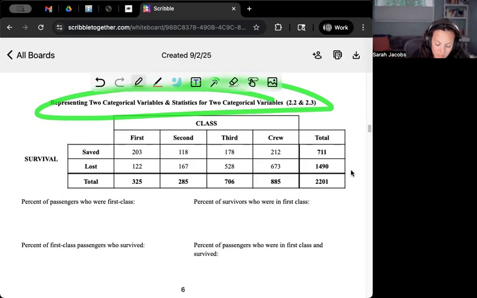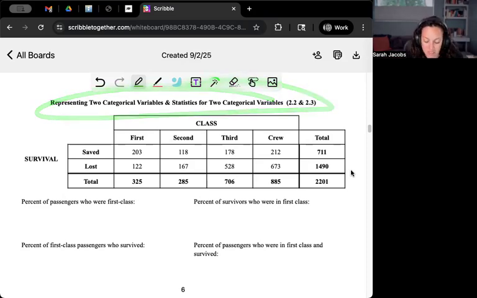So right here, representing two categorical variables and statistics for two categorical variables. Cool. Congratulations, you made it through the first unit. We are through Unit 1. We're going to use it constantly still, but we've made it through our first unit.